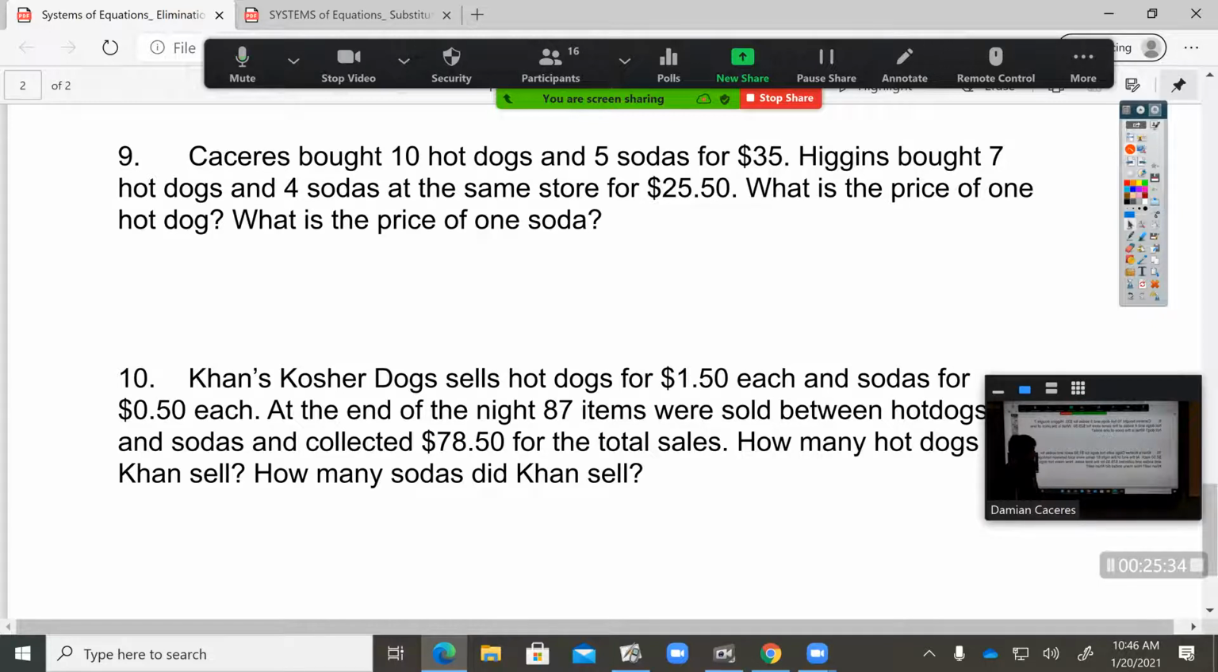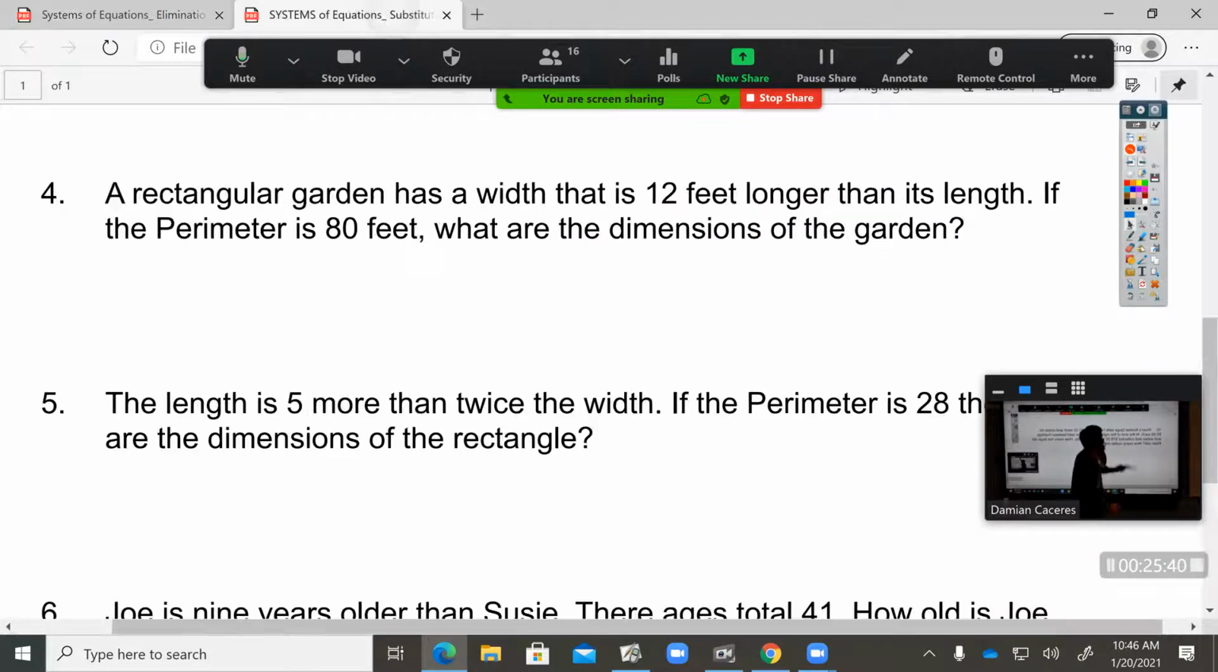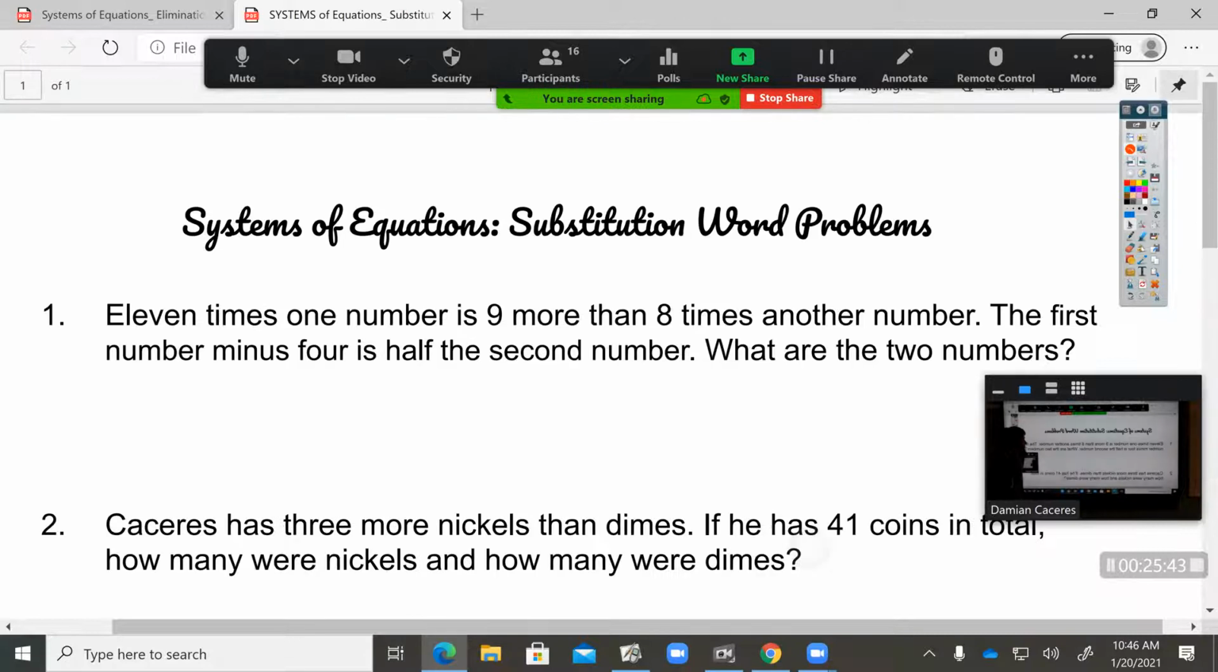Okay, we're going to skip the hot dog questions and go straight into the next worksheet, substitution. So now label this substitution word problems. Elimination is the one we were just doing. And the difference is that in elimination, both equations are going to be in standard form, like x and y on one side, constant on the other. On these questions, it's not going to end up that way. And if it does, you're supposed to get the variable by itself in order to substitute it and solve.